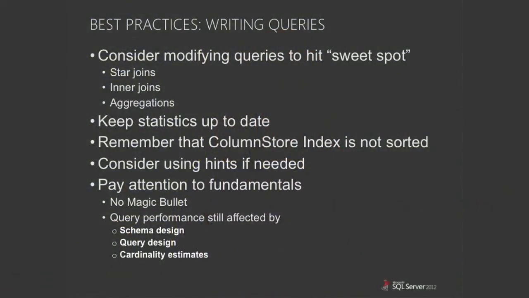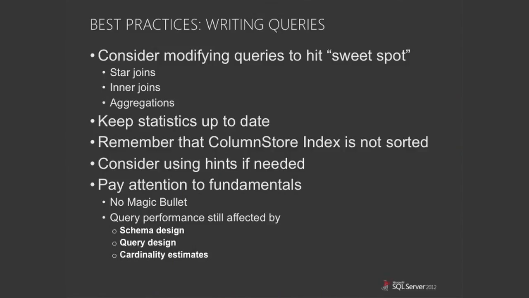Now the optimizer is pretty good at deciding when to use the ColumnStore index and when not to, but you can still use hints. You can use a hint to tell it to use the ColumnStore index or to use a different index. And we even have a new hint that you can say, for this query, just ignore the ColumnStore index.